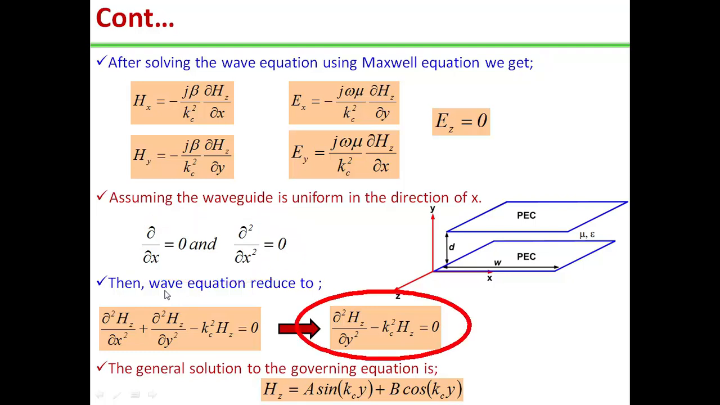Therefore our wave equation will be reduced to the form ∂²Hz/∂y² − kc² Hz = 0. The general solution of this governing equation is Hz = A sin(kc y) + B cos(kc y). This is the general solution of the wave equation, which is reduced after putting the value of ∂/∂x equal to 0.